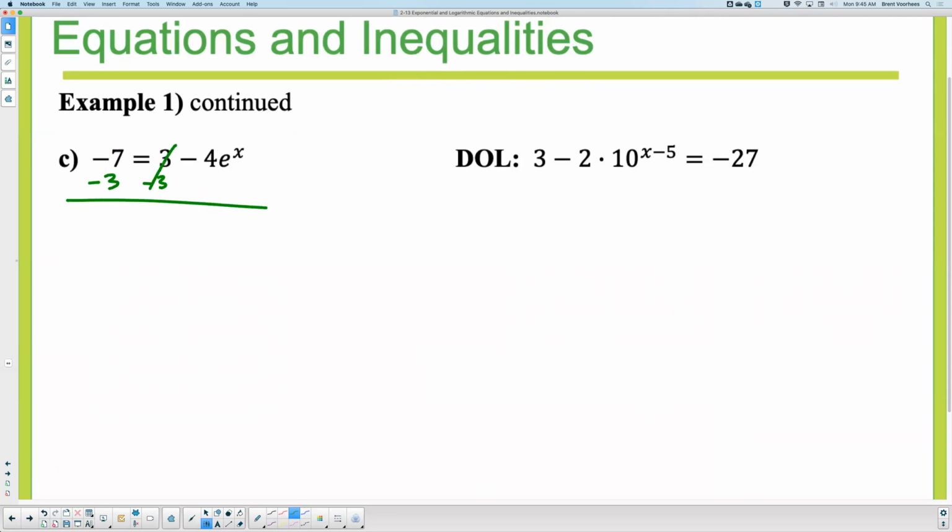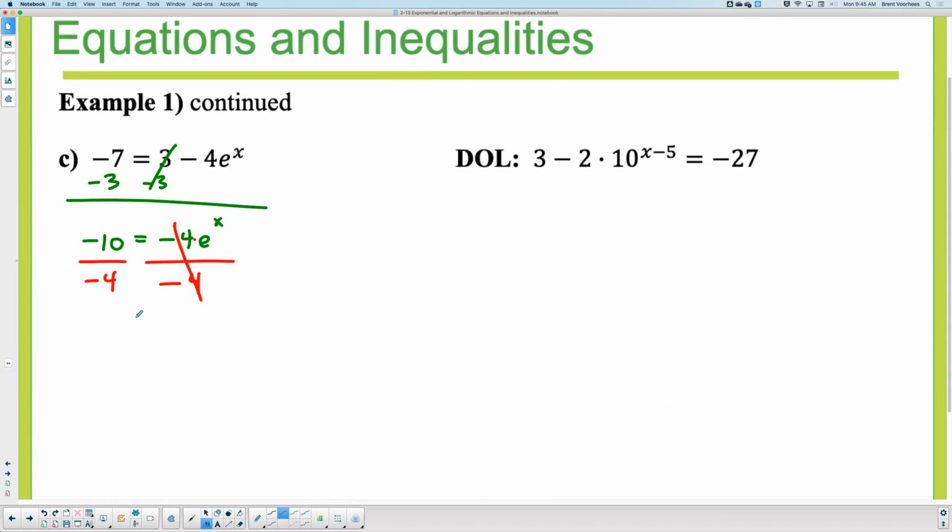So we have a -7 minus 3 more. Does that turn to a positive? Do two negatives make a positive when you're adding and subtracting? No. So what's a -7 minus 3 more? -10 equals -4e to the power of x. Well, we're still not isolated. We're going to try to isolate this base in the power. So what's that -4 doing to the e to the power of x? Multiplying. What's the opposite of multiplication? Division. So we're going to divide both sides by -4.